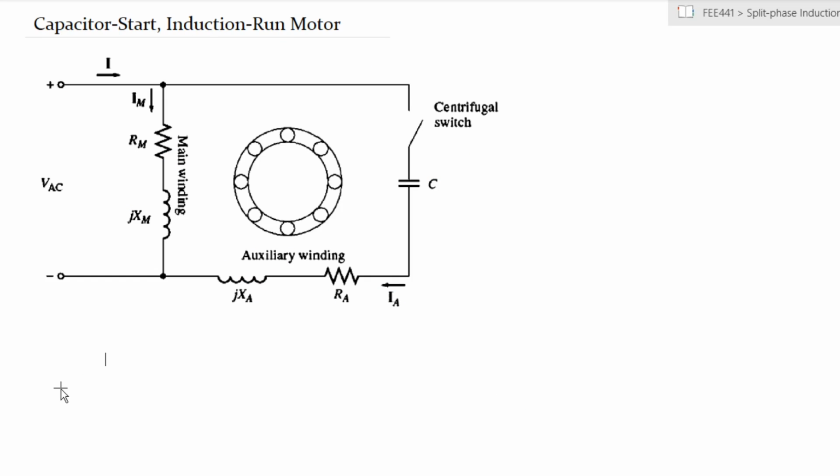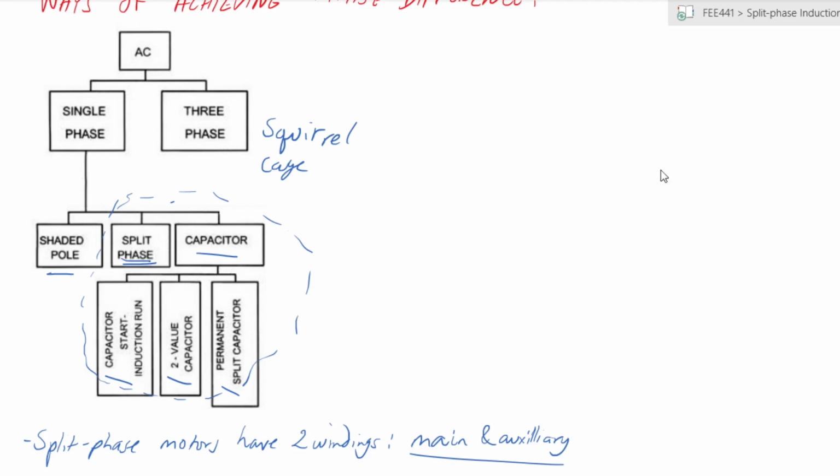So the second kind of motor that we have is the capacitor start induction run motor. Now we will look at three different types of capacitor motor. If we look back at our initial diagram, we have the split phase motor, which we have just discussed, which only uses the windings themselves. The resistive and inductive properties of the windings themselves are what create the phase difference and the starting torque. So under capacitor type motors, we will look at three different types.